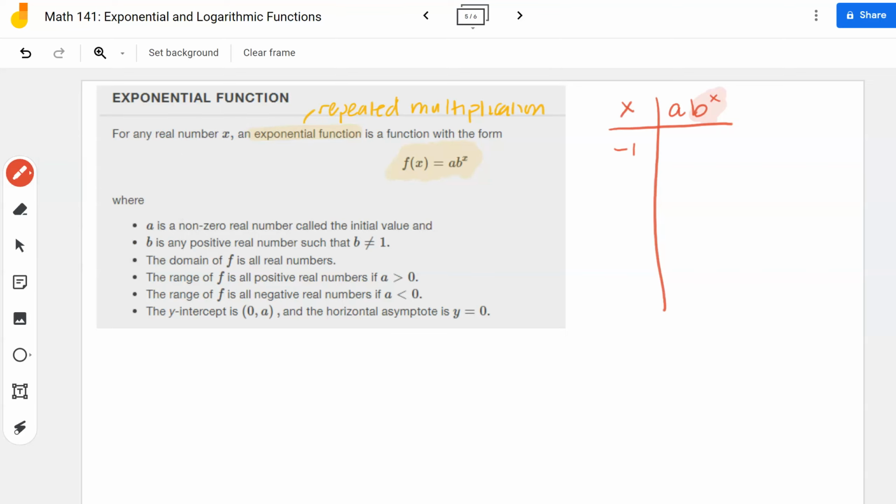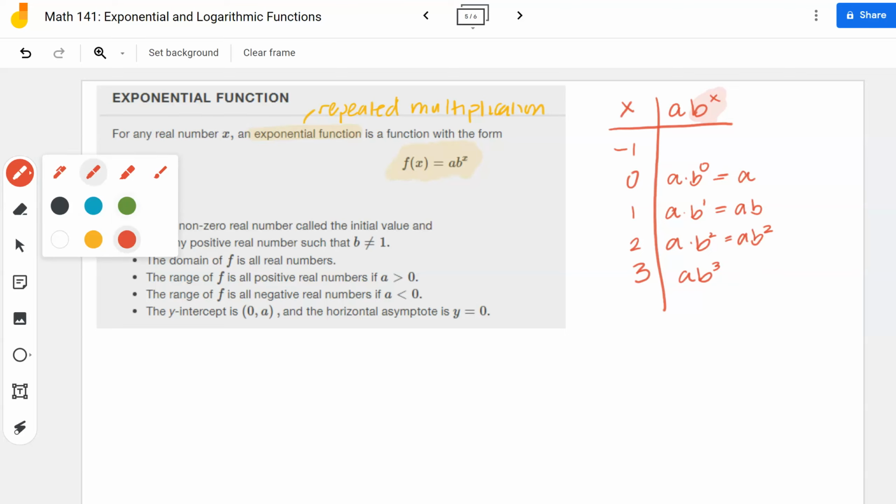So I'll go ahead, 0, 1, 2, 3. I'm going to start with 0 and then move down. So if we plug in 0, we'll get a times b to the 0. And we know anything raised to the 0 power is 1, so this is just a. Then we'll get a times b to the 1, which is just ab. A times b squared, which, kind of silly that I'm writing it as a separate thing. And then we'll get ab cubed.